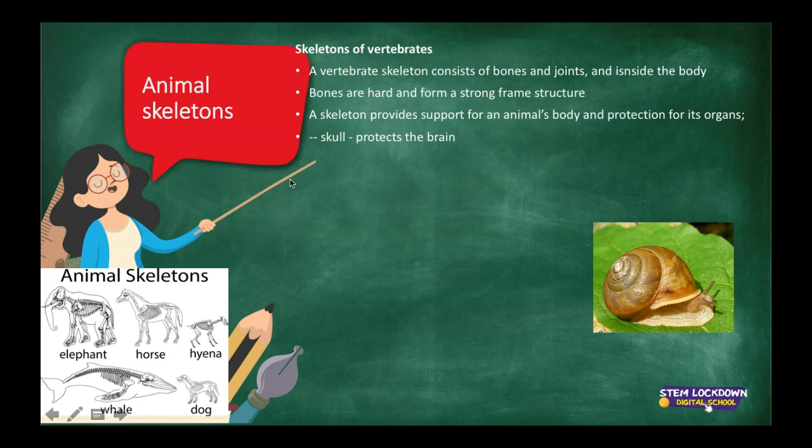All animals which fall under the category of vertebrates have a skull. A skull, we can say perhaps it's a head, to protect their brain. As much as us as human beings, we have a skull that protects our brains.